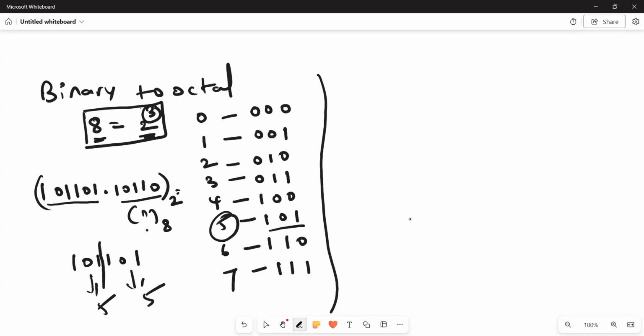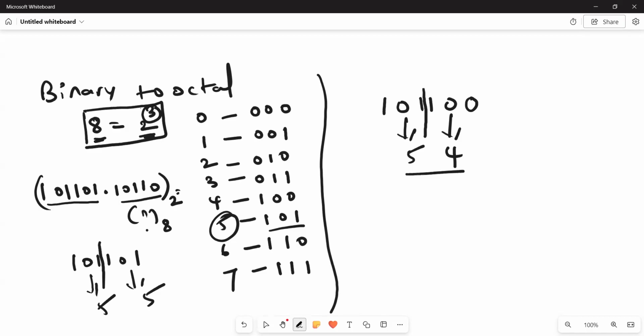Now take the fractional part, 10110. For the integer part, you group the bits from right to left such that each group contains 3 bits. For the fractional part, you follow the reverse order, so group the bits from left to right. If one more bit is required, in the integer part you add a 0 towards the left side, and here you add a 0 towards the right side. Simple. So what is 101? Again 5. And what is 100? 4.